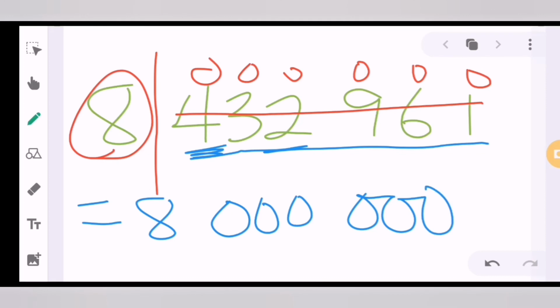Great. Now I want you to try out the following. Round them off to the nearest place values given. Pause the video and do the work. When you're done, release the video and come back for the revision.